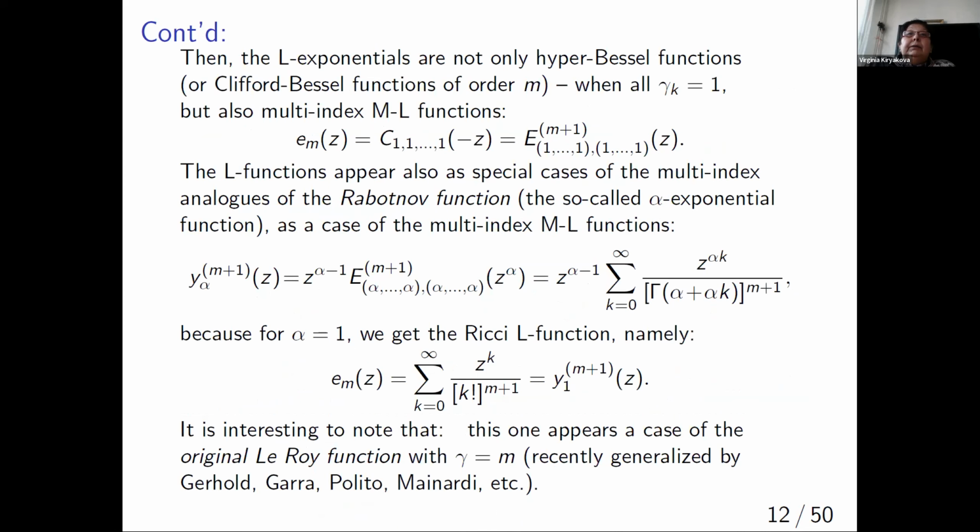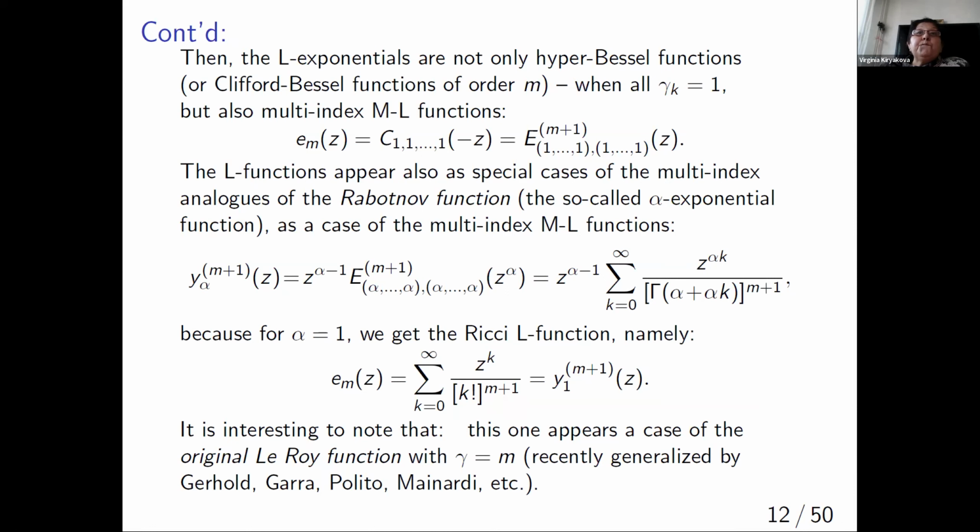Next one. So, based on this, we see that the Laguerre exponentials are not only Bessel functions or Bessel-Clifford functions of order m, but also multi-index Mittag-Leffler functions in a rather simple case. And also can be seen as examples of the multi-index Rabotnov function as below. So all this and the so-called Ricci function, EmZ, is also interesting to note that it is a case of the original Le Roy function, which was extended to fractional indices by Gerhold, Garra, Polito, Mainardi, and so on.